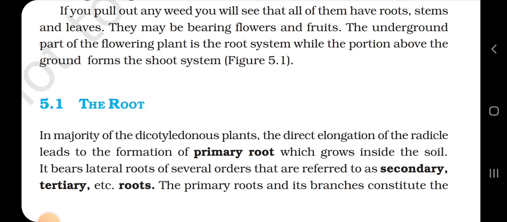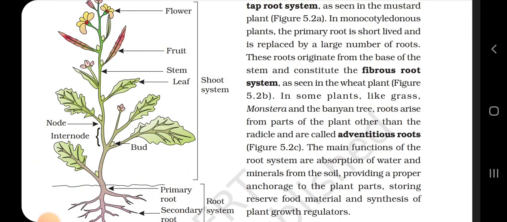5.1 The root. In the majority of the dicotyledonous plants, the direct elongation of the radicle leads to the formation of the primary root, which grows inside the soil. It bears lateral roots of several orders that are referred to as secondary, tertiary, etc. roots. The primary root and its branches constitute the taproot system as seen in the mustard plant, figure 5.2a.